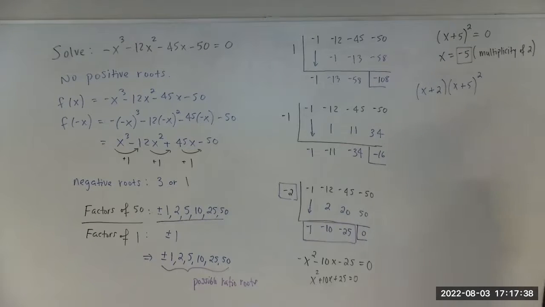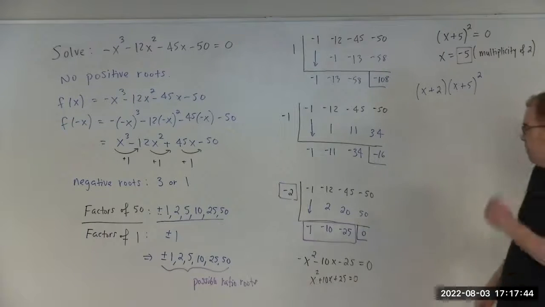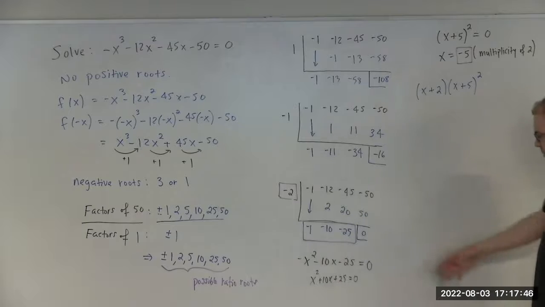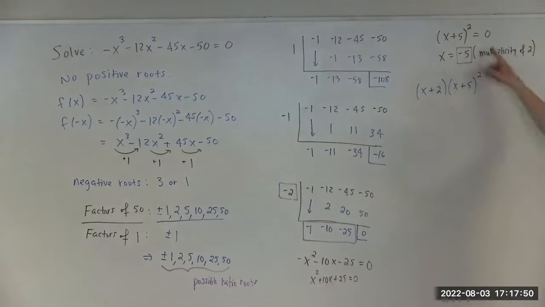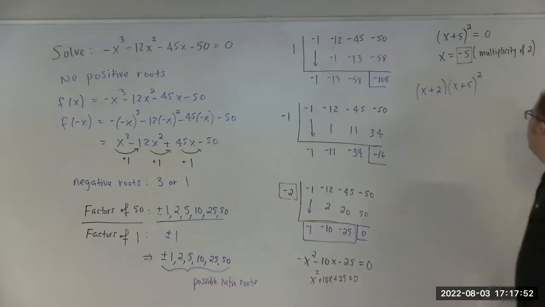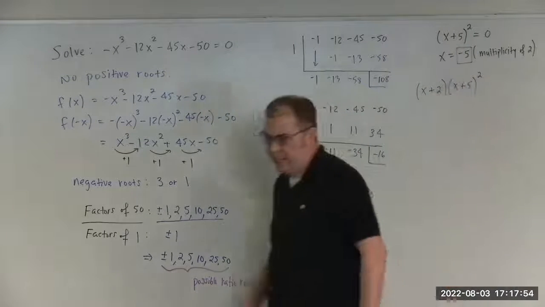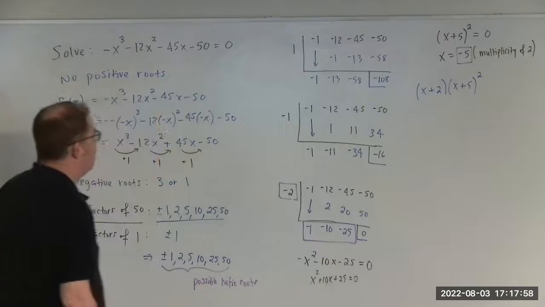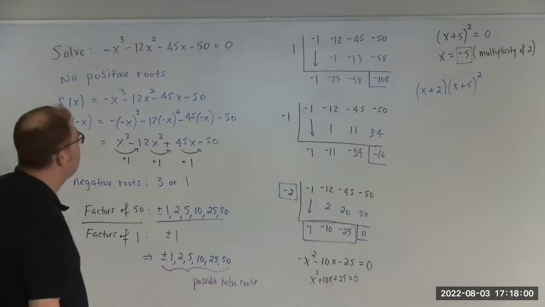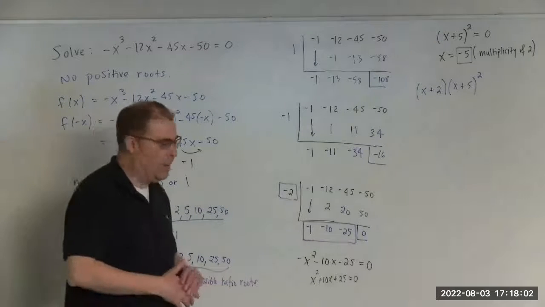In fact, if you wanted to continue with synthetic division, we could have done that too. But it just so happens that it was observed that this is factorable under the integers. So it turns out that we get x equals minus 5 with multiplicity of 2. So there's the solution. And then you can see how this factors into finding the eigenvalues.